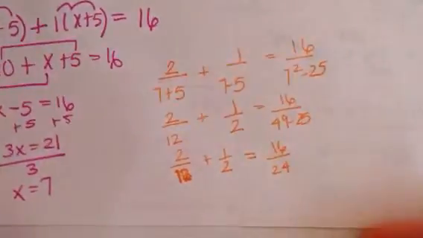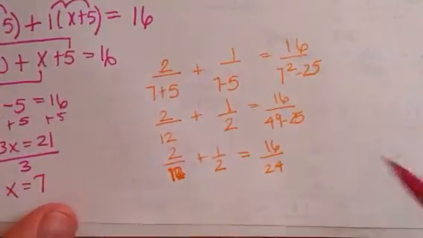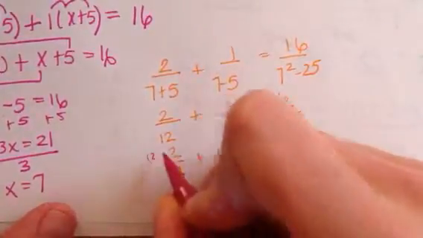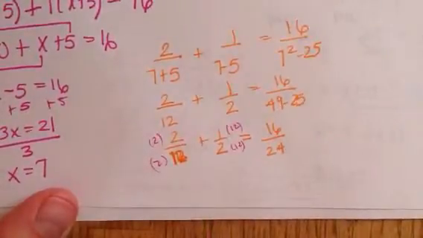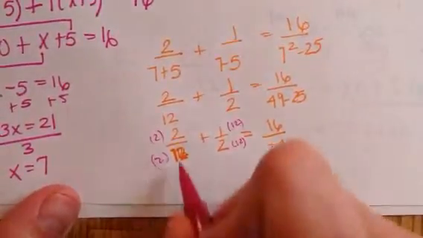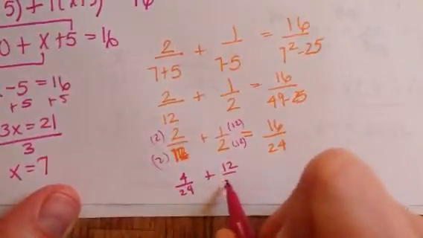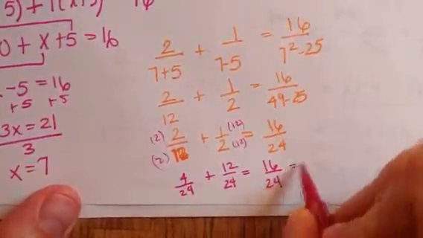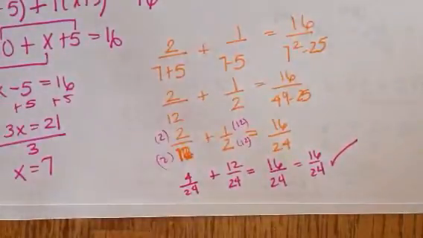So in order to add our fractions, we have to make a common denominator. So our common denominator is going to be 24. So we can multiply this by 12, this by 2, and you could have simplified your fraction there as well, and then therefore your common denominator would be 6. So you're going to have 4 24ths plus 12 24ths, which would be 16 24ths, which is the same thing as 16 24ths. So therefore it checks out. So it is our solution.